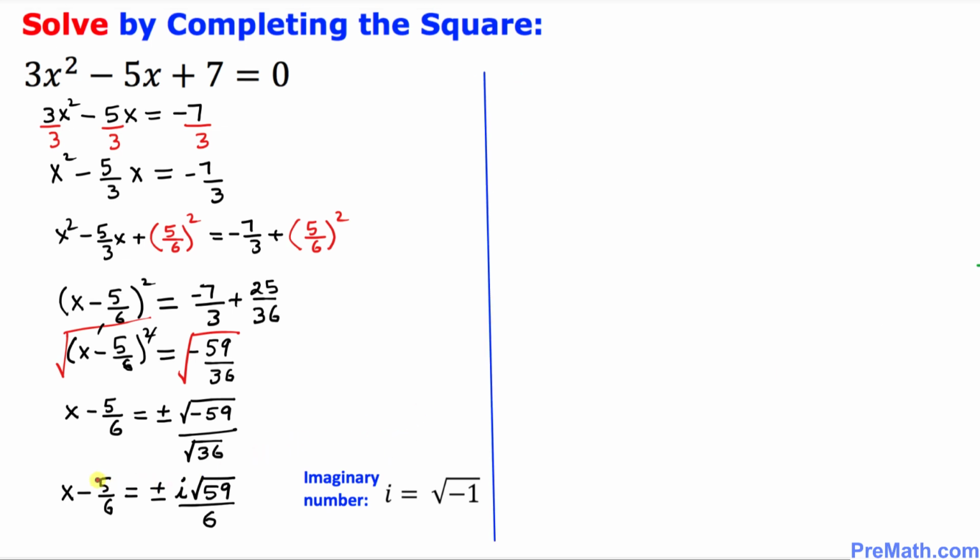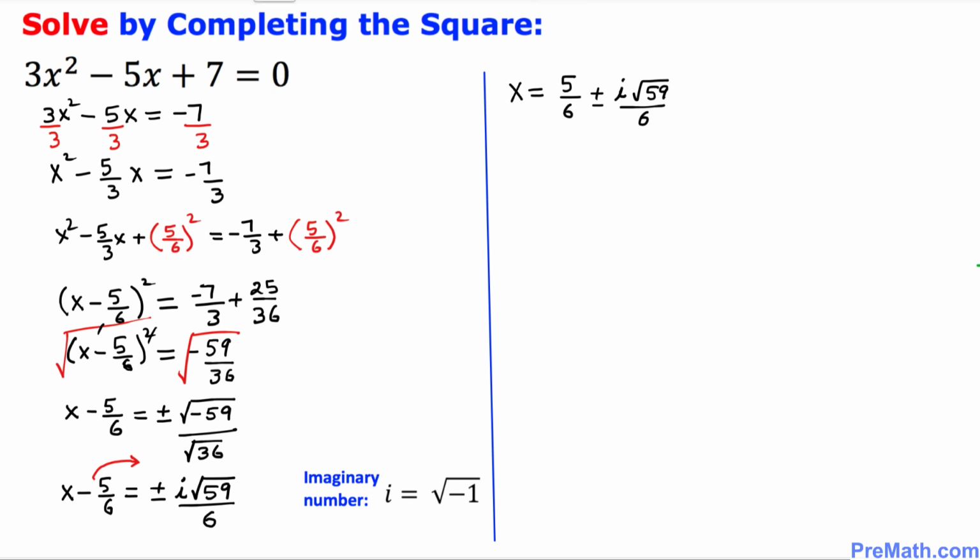And now in the next step, I am going to isolate x. So I am going to move this negative 5 over 6 to the right hand side. As we are running out of space on the left hand side, I am going to move to the right hand side. I can write x equals, so negative 5 over 6 is going to become positive 5 over 6 plus or minus i times square root of 59 divided by 6.